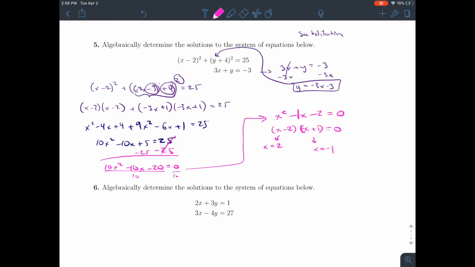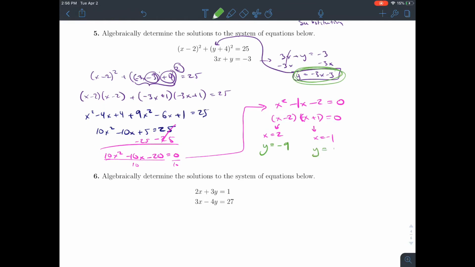Lastly, we also need to find y. My preference is to use this equation here to find y because y has already been isolated. So using this equation, I see that y is equal to negative 9 if I plug in x equals 2. And if we plug in negative 1 here, we get y is equal to 0. So we have our two solutions, (2, negative 9) and (negative 1, 0).